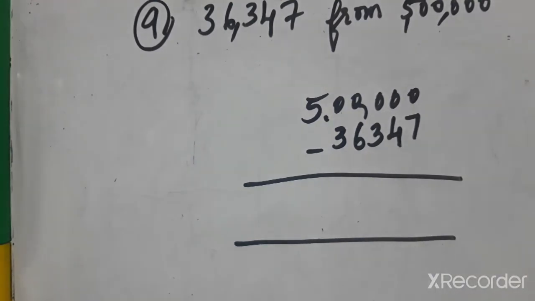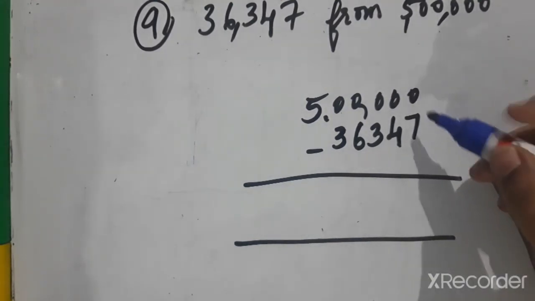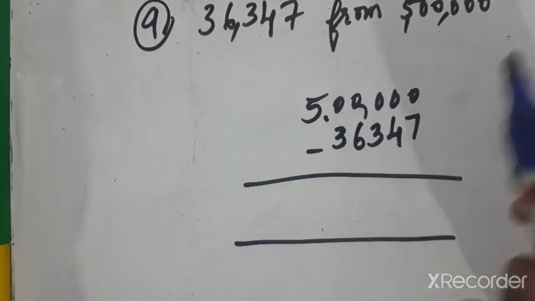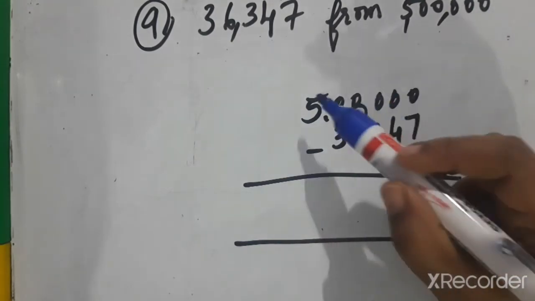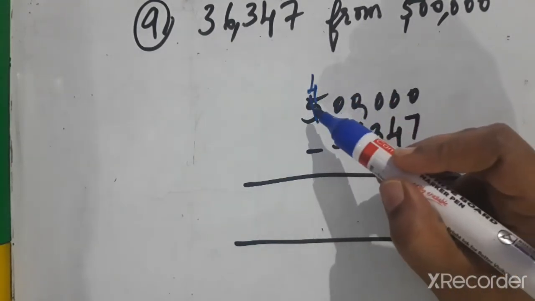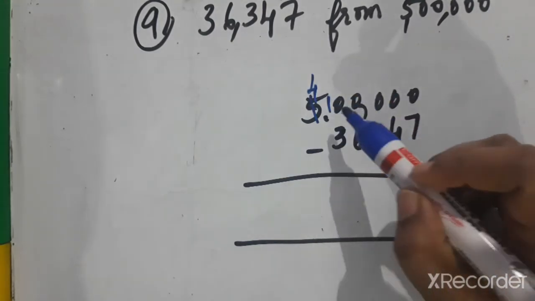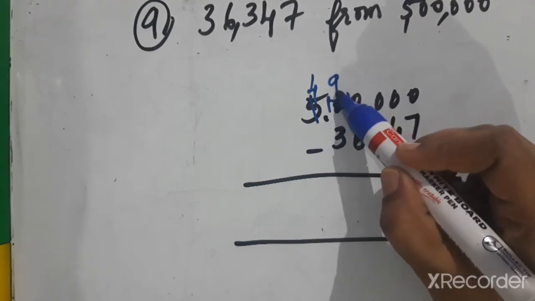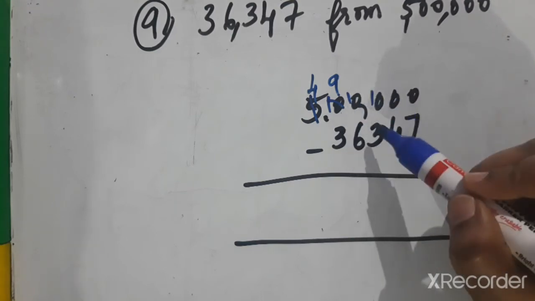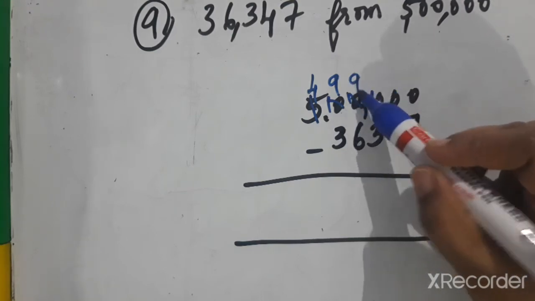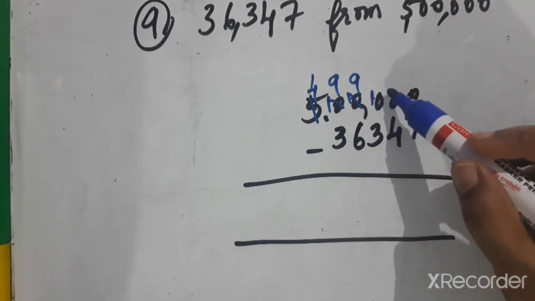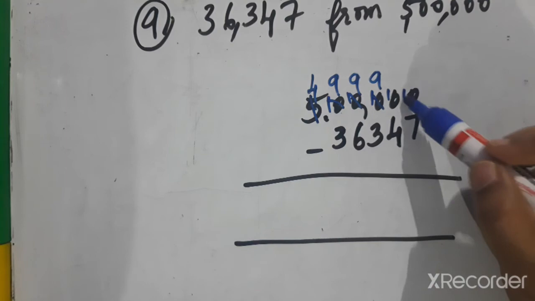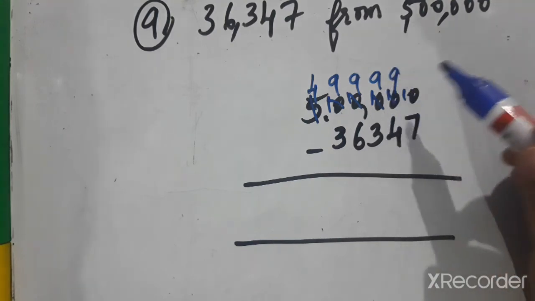Now 0 minus 7, we can't subtract, borrow 1 from the next number. So here also 0, here 0, 0, 0. So 5 will help. 5 will become 4 because 5 will give 1 to here. Now this 10 will give 1 to the next number and 10 will become 9. And this 10 will give 1 to the next number and here it will become 9. This 10 gives 1 to the next number and this becomes 9. And this 10 gives 1 to the next number and this becomes 9.